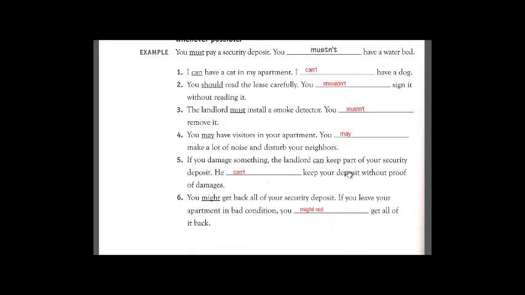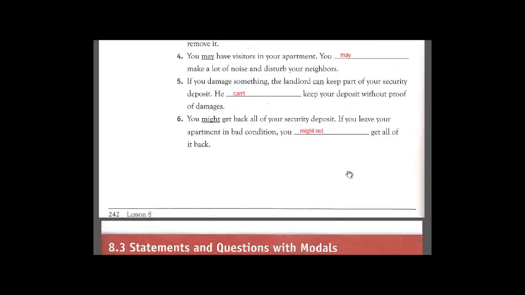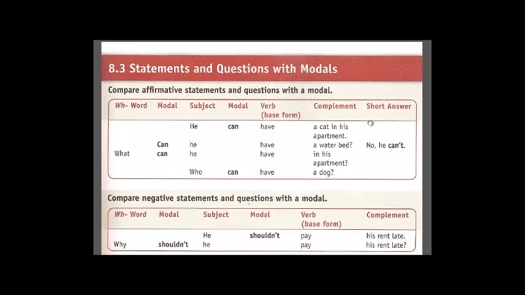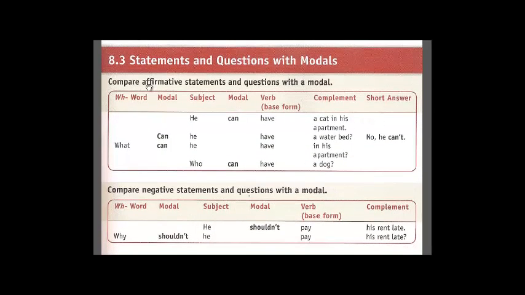Okay, let's continue to 8.3, and that will be statements and questions with modals. So here we compare affirmative statements and questions with the modal. Here's affirmative: He can have a cat in his apartment. Can he have a water bed? No, he can't. What can he have in his apartment? In other words, what can he have in his apartment? Who can have a dog? Who can have a dog?